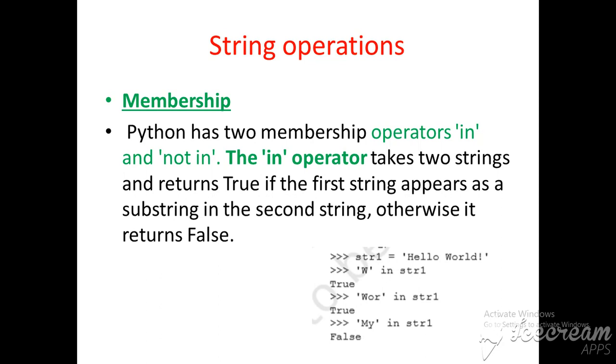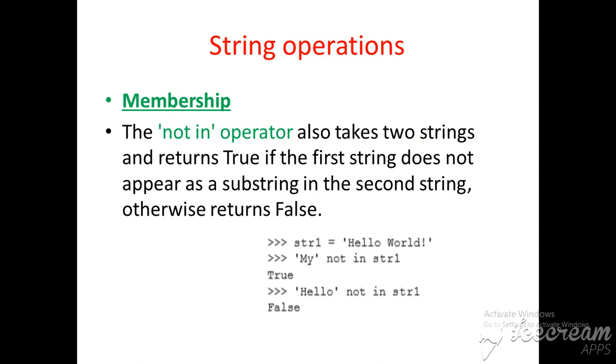Here, wor in str1 also returns true because the substring wor is present in string 1. Then the last example, my in string 1, returns false because my is not present in string 1. So if the substring is present in the string, it returns true, otherwise it returns false. This is the use of the in operator.